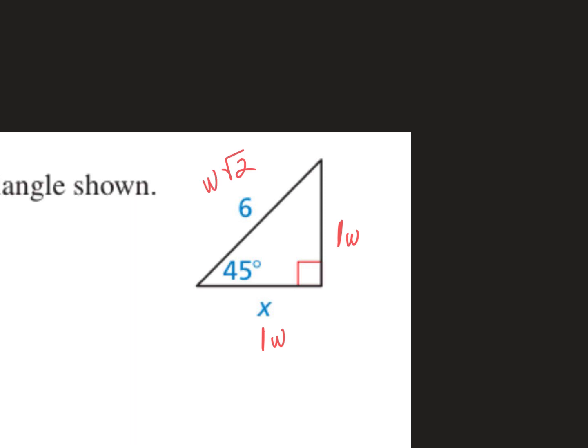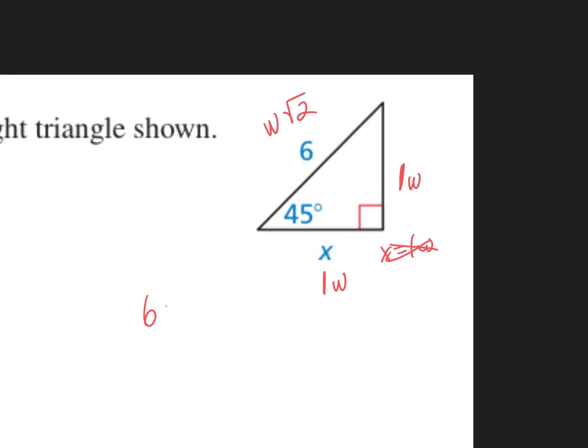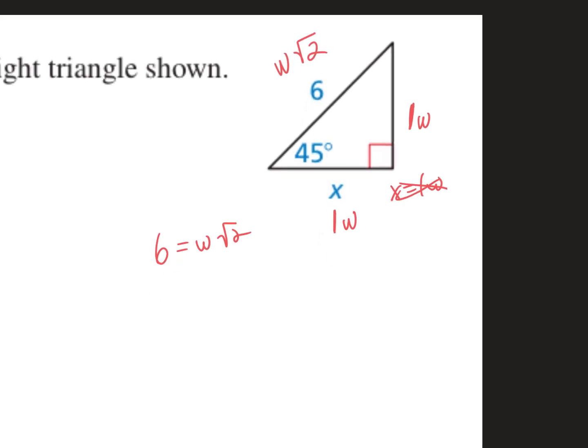So looking at all of my red, where can I set an equation and say 1W or W something equals a number? Where? Okay, so X equals 1W. Do I know what W equals there? No, okay. Where's there a number? The hypotenuse. Okay, 6 equals W times the square root of 2. Can I get W by itself? Yeah, what would I do? Divide by the square root of 2.